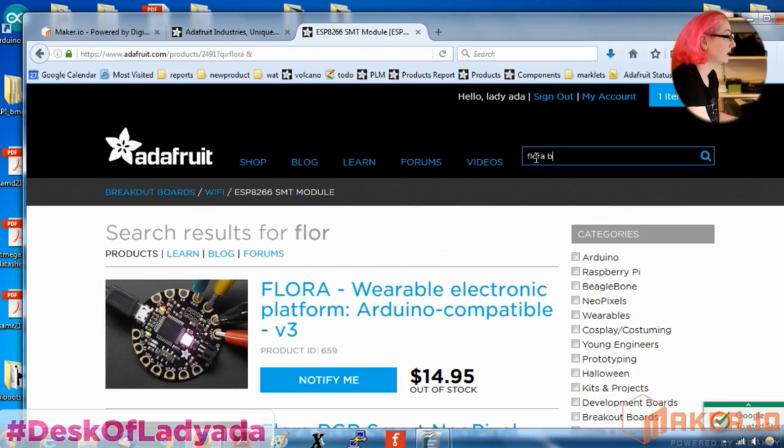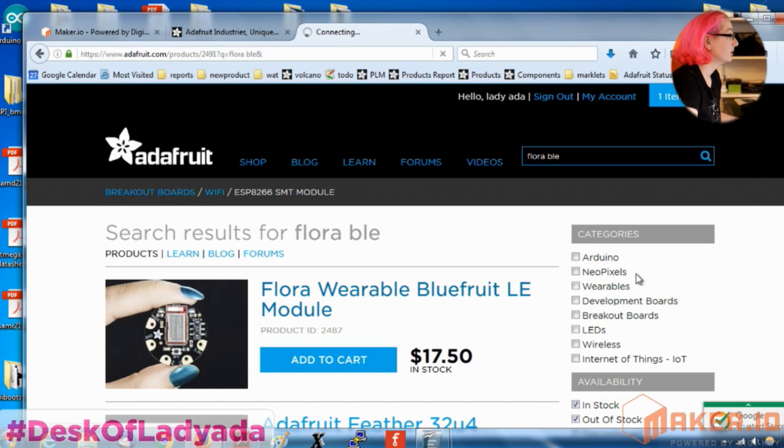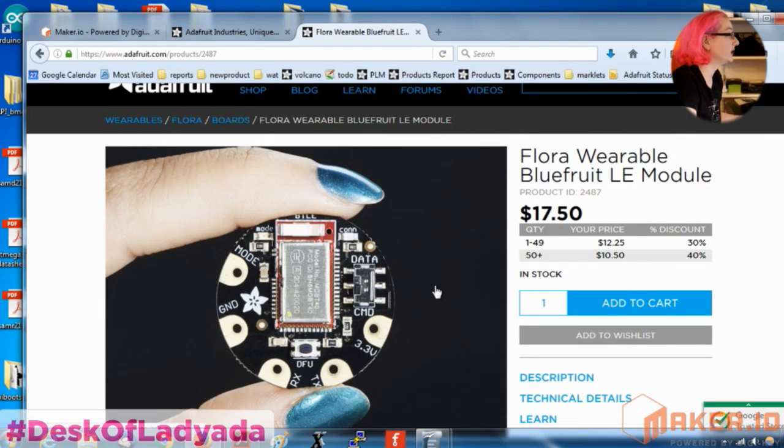Yeah. So, for example, we have the Flora. Flora doesn't have Bluetooth, but we have a little BLE add-on. So even though Flora is not a Bluetooth processor, you can have accessories. Yeah, if you buy 50 of them, you're down to $12. Sorry, no, $10.